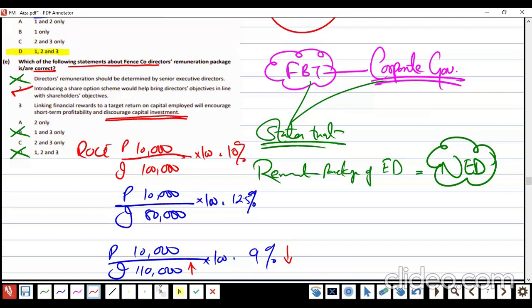So they will not bring in any money and they will try to increase profit, because of simple maths: if the numerator increases, the answer will increase. If the denominator increases, the answer will decrease. Right? So this is also correct. The answer is C. Am I right or am I wrong?